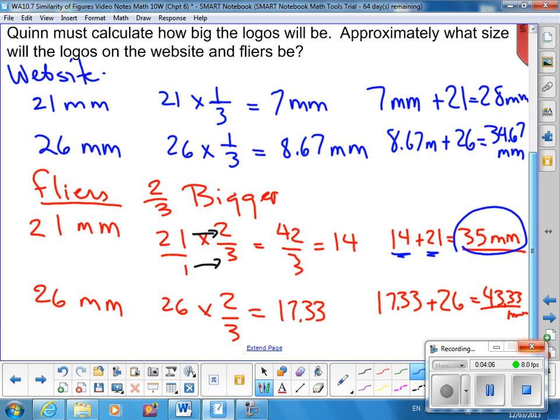The second dimension is 26 millimeters times 2/3, which will be 17.33. Add that back on to the original 26 millimeters, and our new dimension will be 43.33. So the flyer dimension for the logo will be 35 by 43.33.